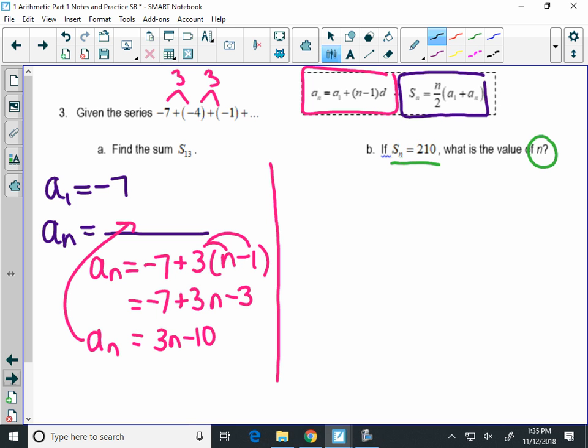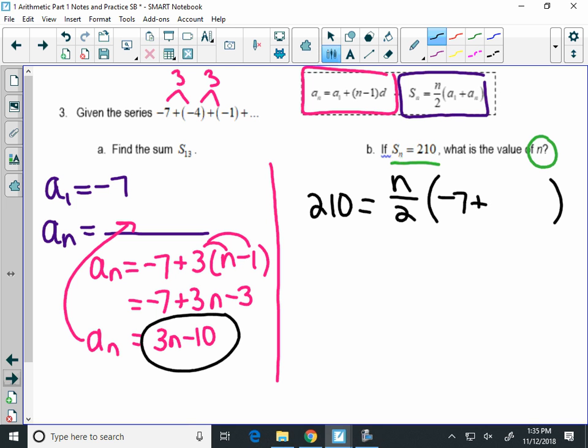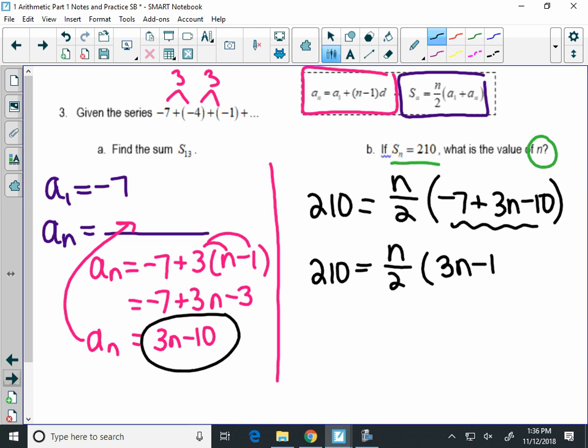What goes in for s sub n? 210. So I'm going to take 210 equals. Now again, I don't know what n is, so I'm just going to leave n alone and say, well, I have n over 2 times, what's a sub 1? Negative 7 plus my a sub n over here, which is 3n minus 10. Okay, so at least still an a sub n. What does inside the parentheses simplify to be? 3n minus 17. So I have 210 equals n over 2 times 3n minus 17.